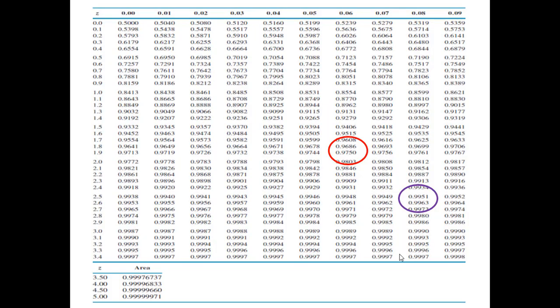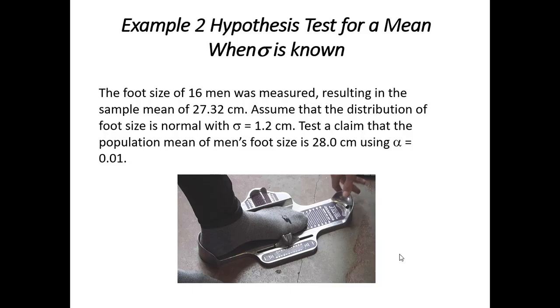Okay, so that concludes example 1. Let's take a look at another example involving foot sizes and shoes. Suppose the foot size of 16 men was measured, resulting in a sample mean of 27.32 centimeters. We'll assume that the distribution of foot sizes is normal with population standard deviation 1.2 centimeters.